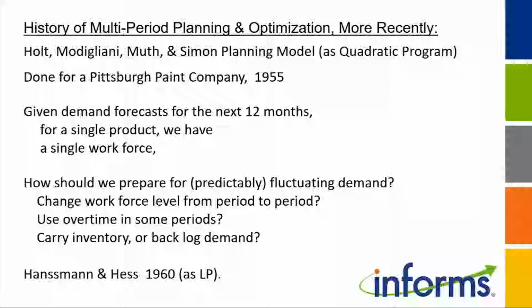So Holt, Modigliani, Muth, and Simon looked at this problem of meeting fluctuating demand. So it was predictable fluctuating demand. And the paint company folks said they had essentially three approaches for handling that. One, you could track the demand by raising and lowering the workforce. And another thing would be to use inventories like the FIFO did. So it was a fairly simple problem by our standards. So it was for a single product with a single workforce.